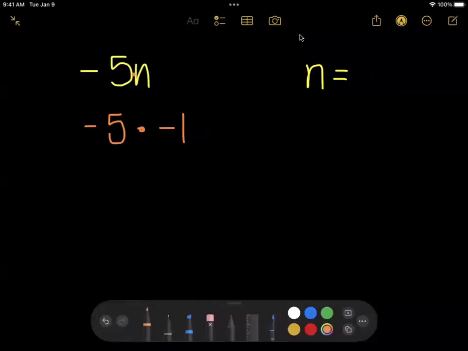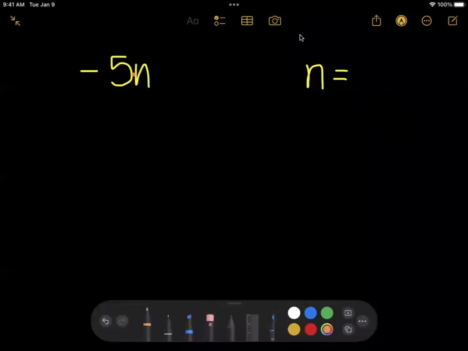So now I can go ahead and do the mathematical calculation. Negative 5 times negative 1 should be positive 5. So when n is equal to negative 1, this expression is equal to positive 5. Now, what if I took the same expression and gave it a different value of n? So I'm going to do that.